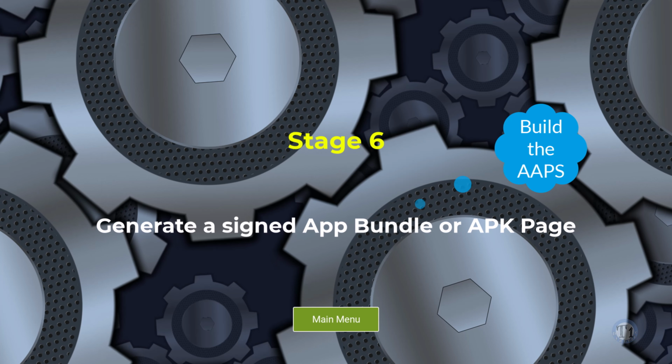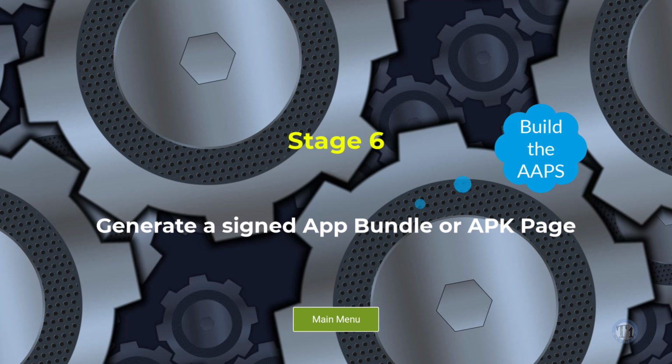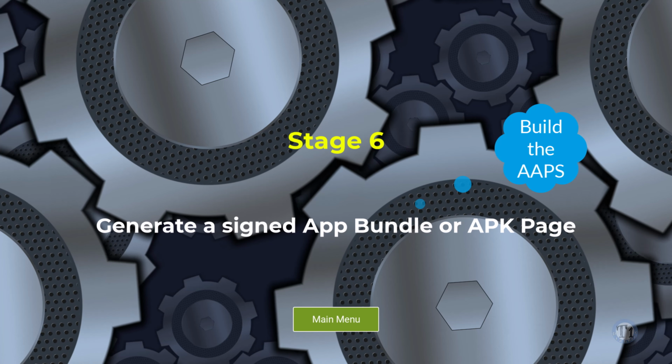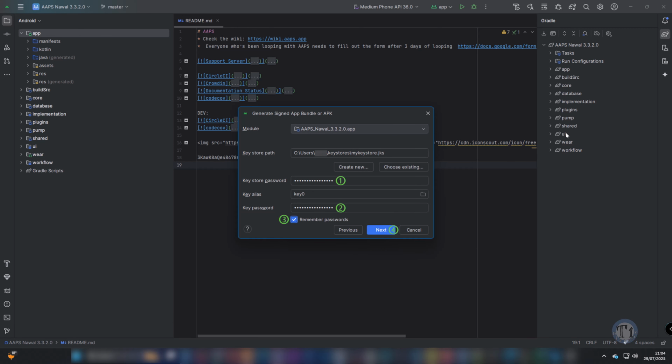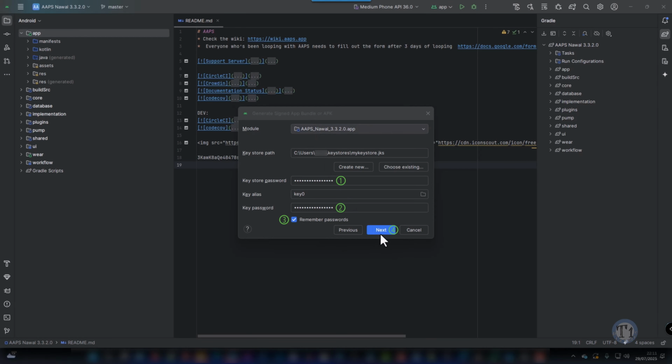Stage 6. Generate Signed App Bundle or APK page. On the Generate Signed App Bundle or APK page, the key store path is displayed. Re-enter key store password 1 and key password 2, and select the box 3 to remember passwords for future builds, such as when updating to a new AAPS version. Click Next to proceed.